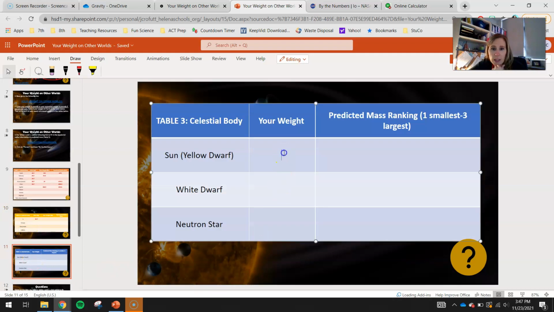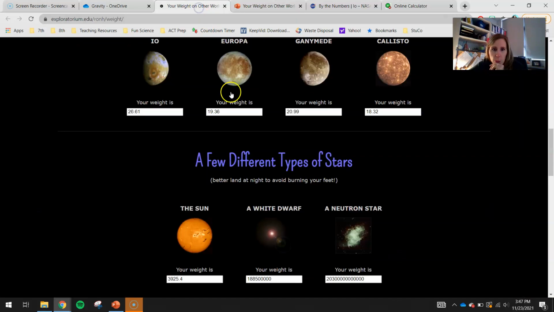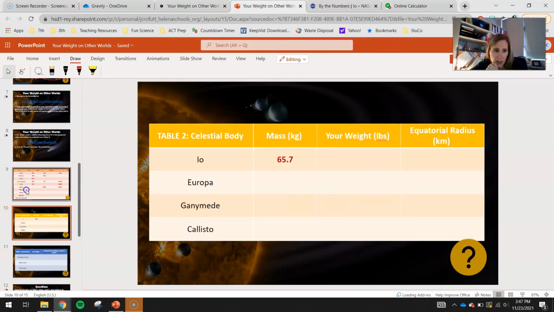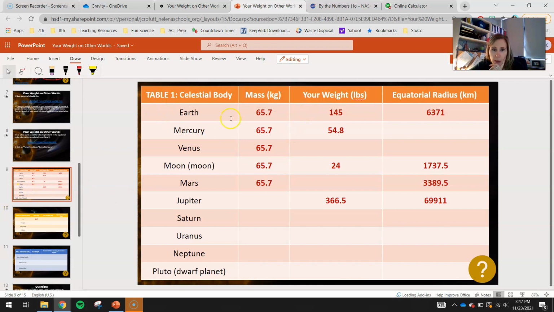And then what you see is, based on what you learned on your weight in other worlds, you got to see how much you weigh on the sun, a white dwarf, and a neutron star. Based on the patterns you observe, for instance, on Earth my mass is the same, my weight is 145, and this is the equatorial radius. But if I compare it to something smaller, like the moon, notice that my weight is smaller and the size of the moon is also smaller.